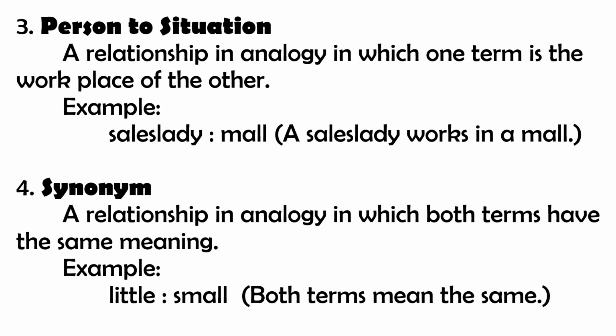Okay, next. Number 3, person to situation. A relationship in analogy in which one term is the workplace of the other. Example, sales lady is to mall. A sales lady works in a mall. There is a person and a situation. The person is the sales lady while the situation is in the mall.